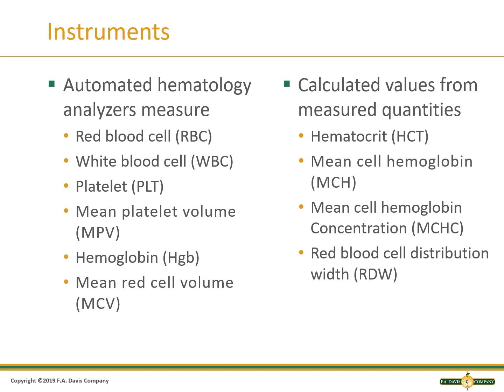So when it comes to the instruments, you have automated hematology analyzers, and they measure your red blood cells, your white blood cells, your platelet count, your mean platelet volume, your hemoglobin, and your mean red cell volume. There are also things that the instrument will calculate. It's not directly quantified. It's a calculation, and that would be our hematocrit, our mean cell hemoglobin, our mean cell hemoglobin concentration, as well as our red blood cell distribution width.